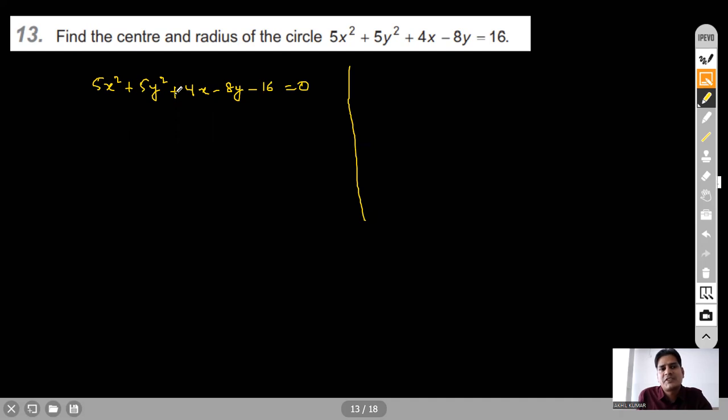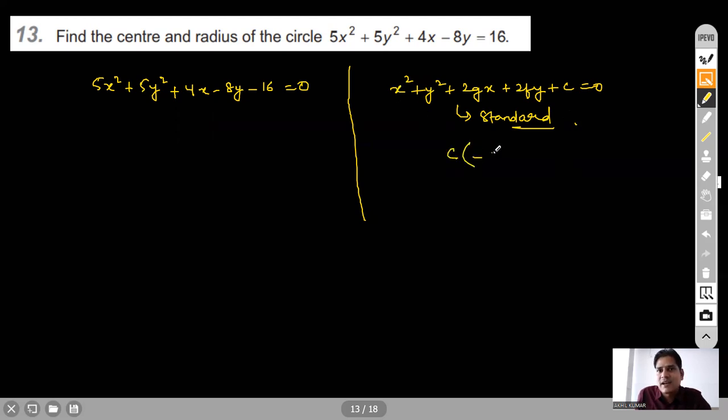Now comparing this with the standard equation of circle, x square plus y square plus 2gx plus 2fy plus c equals 0. This is the standard equation of circle, right? Here, the coefficients of x square and y square must be equal to 1. Then only we can say the center of this circle is minus g, comma minus f, and the radius is equal to under root g square plus f square minus c. So for making the coefficient of x square and y square as 1, I am dividing this equation by 5.